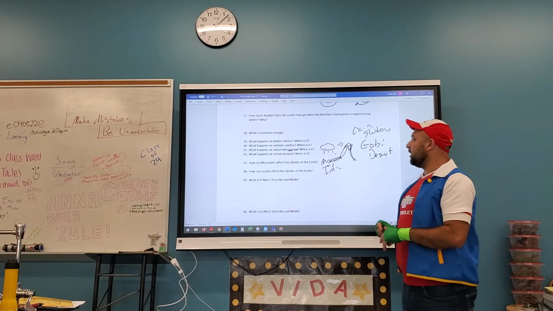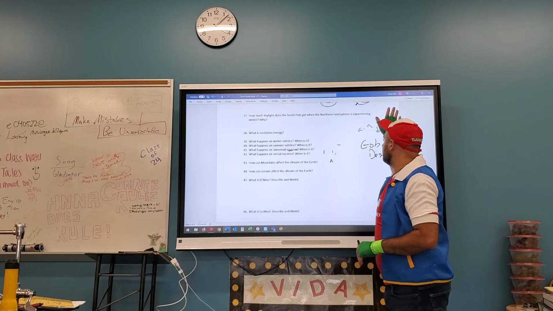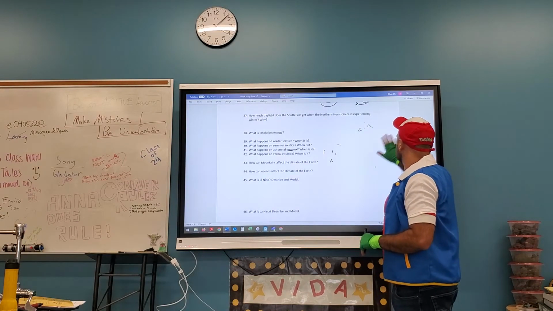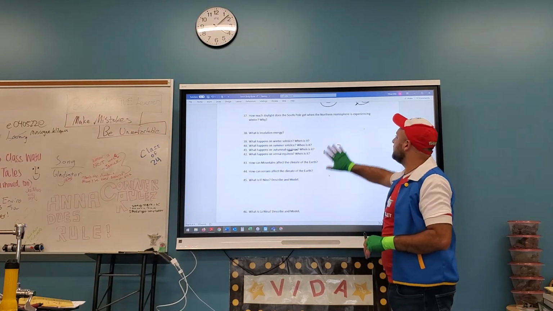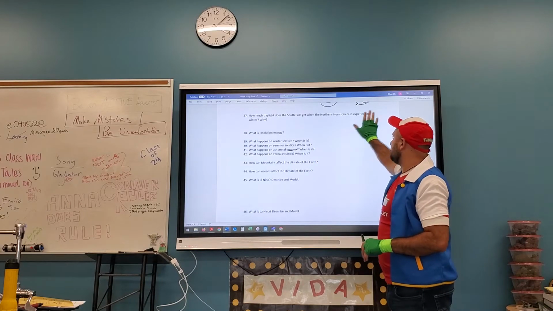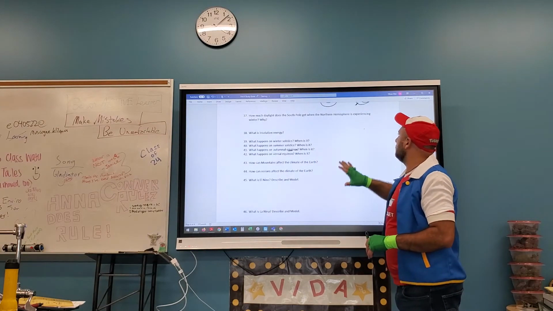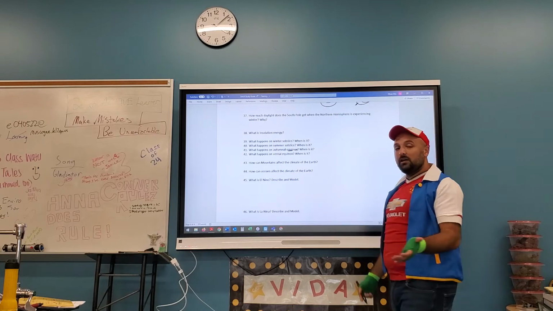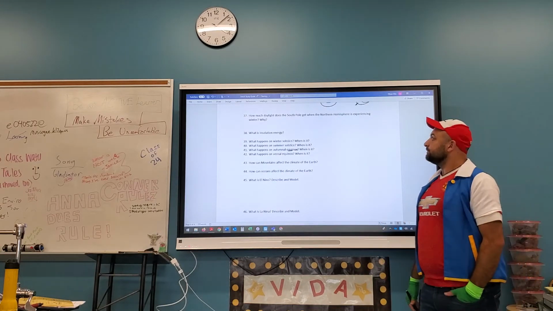How can oceans affect the climate on the Earth? Well, ocean currents sometimes can heat up certain areas of the world, like Ireland and England, which should be nice and cold, or even Seattle, which should be nice and cold, and keep them warm all year round. That's because the ocean currents carry some heat up there and release it into the atmosphere.